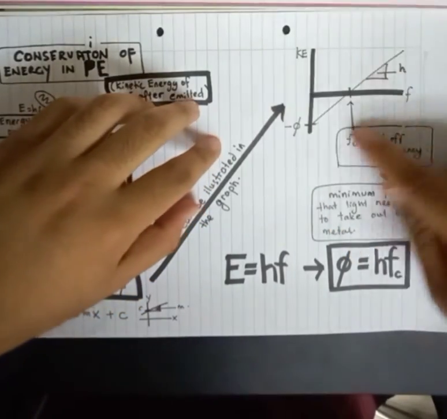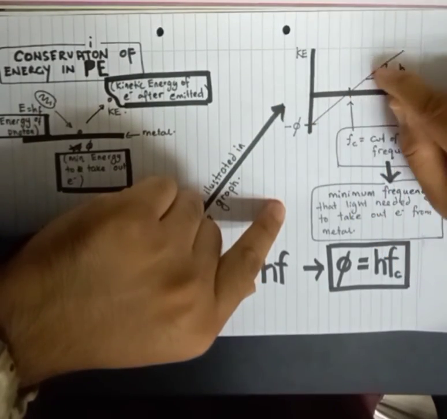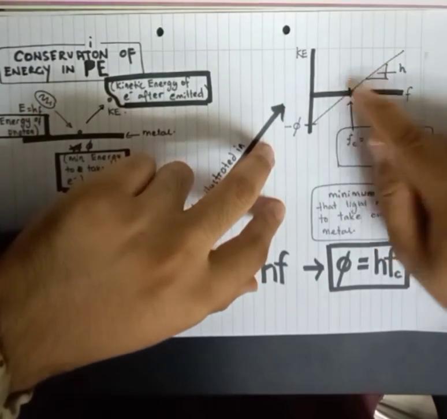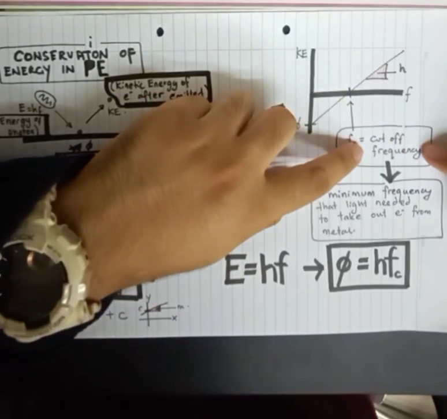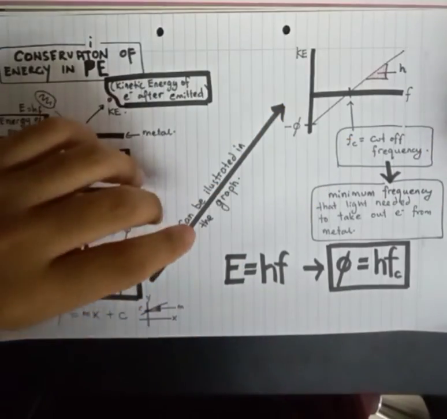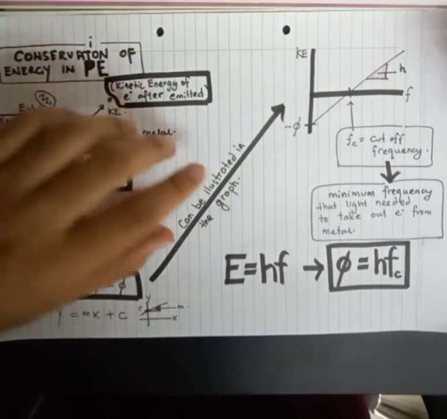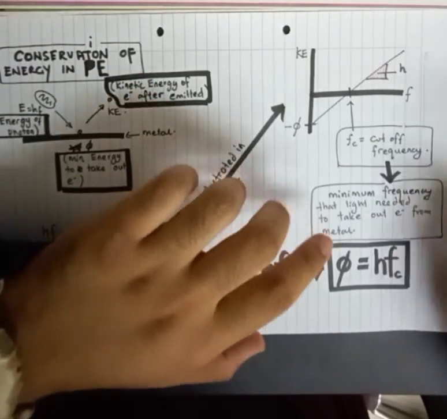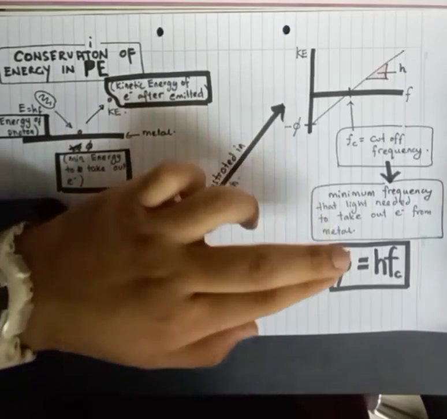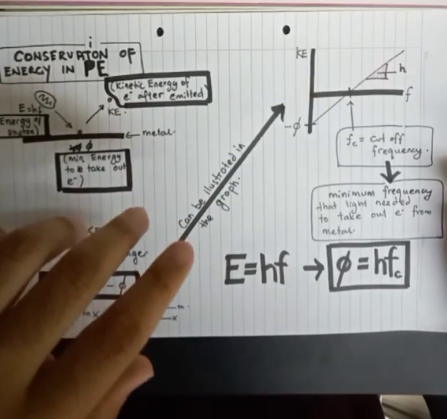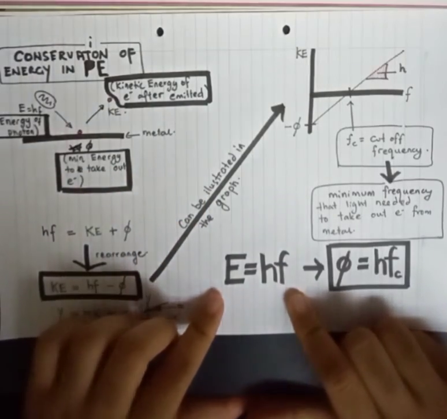There is an important quantity in this graph, which is the intersection between the linear graph and the x-axis. This value is what we call the cutoff frequency. Cutoff frequency is the minimum frequency needed to take the electron out of the metal. So light incident on the metal must have a frequency greater than the cutoff frequency so that the electron can be taken out of the metal. We already see this kind of equation, which is the general equation of a photon.